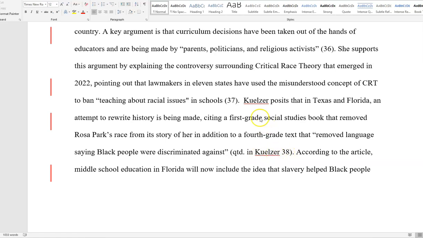Now, every time we are saying Kulzer, and the fact that we started this whole essay is about her article, we are citing the author properly throughout. However, we do this a little different because she quoted. This is a quote from her article. She's quoting someone else, and so we need to be clear that these right here are not Kulzer's words, and that's why we put qtd. in Kulzer, and that's page 38.